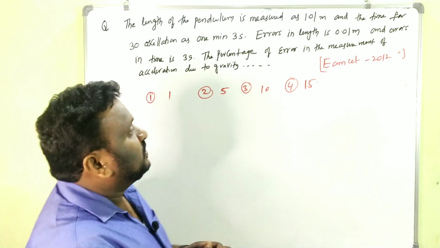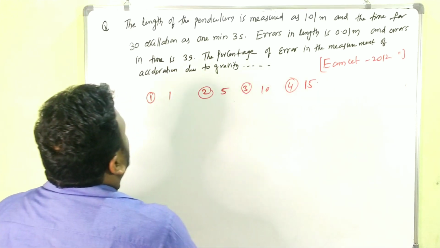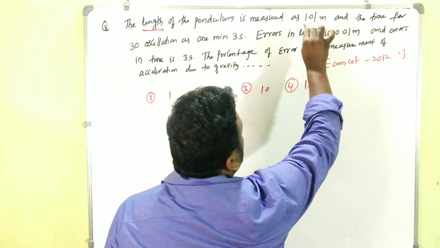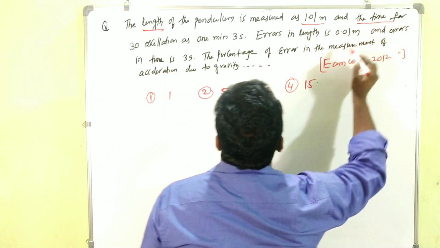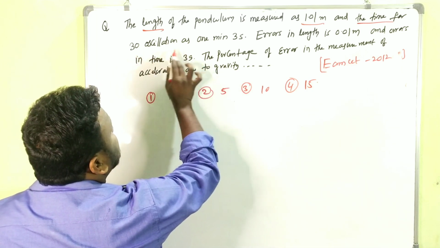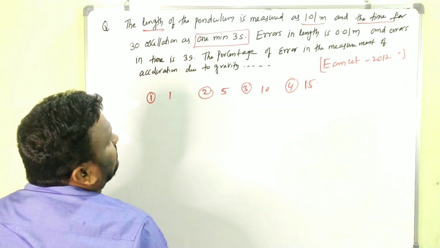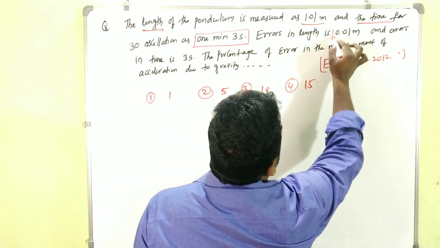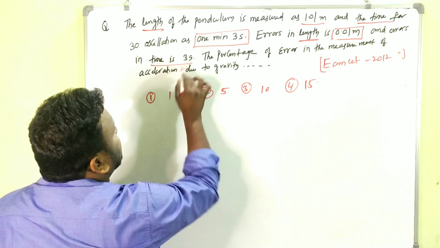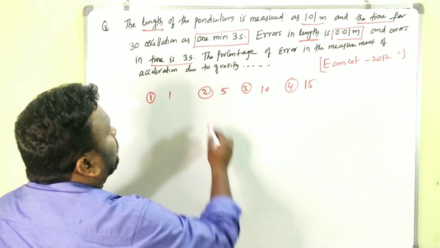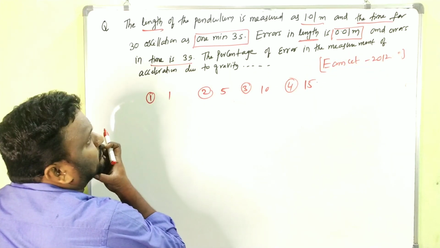Let us see. The question is: the length of the pendulum is measured as 1.01 meters and the time for 30 oscillations is measured as 1 minute 3 seconds. Clear? The error in the length is 0.01 and the error in the time is 3 seconds. Clear? Find the percentage of error in the measurement of the acceleration due to gravity.